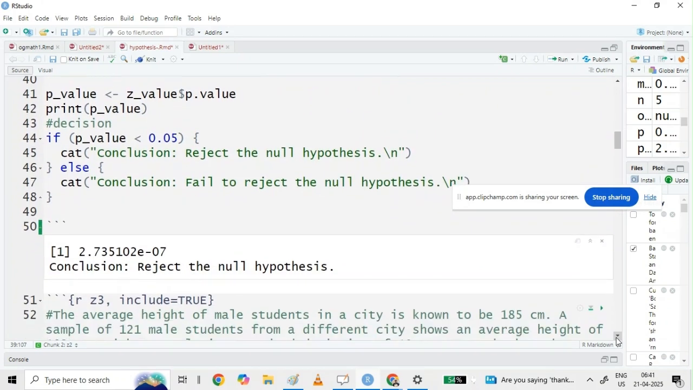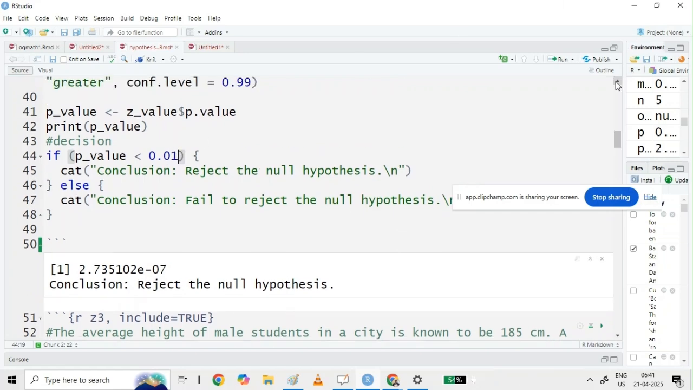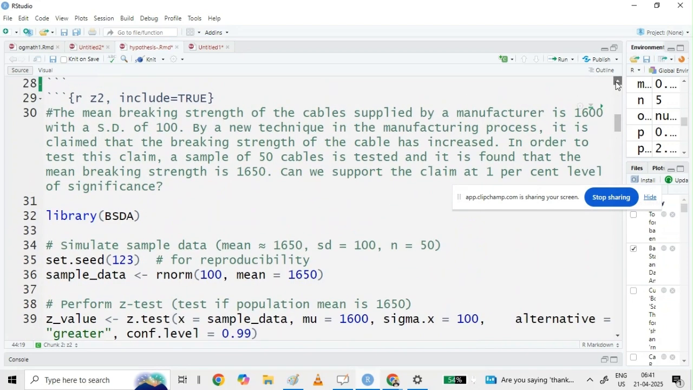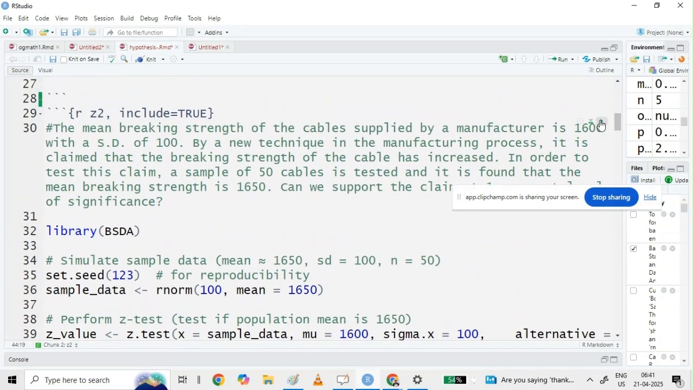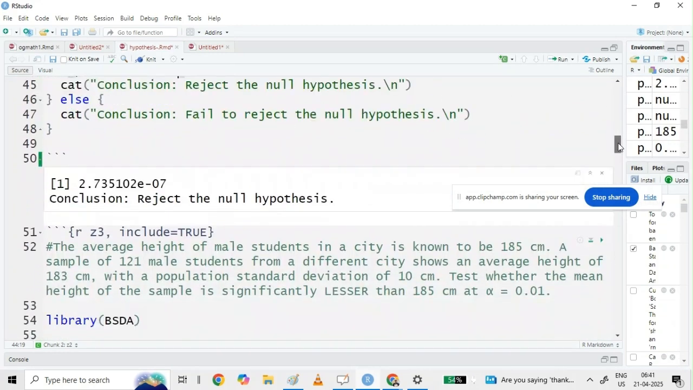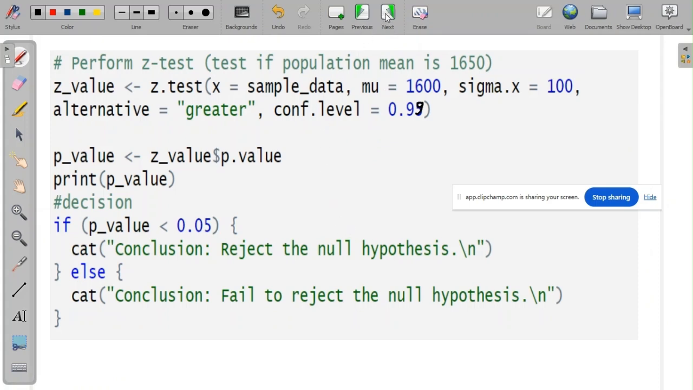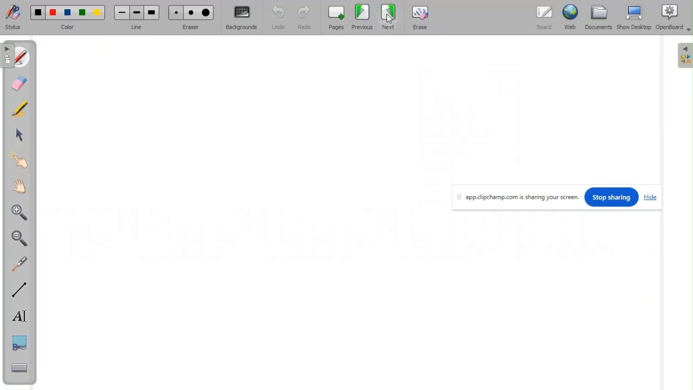Once again, we have 2.73 times 10 to the power of minus 7, which is again a very small value compared to the value of alpha. We have to change this part also. P-value is less than 0.01. We reject the null hypothesis. We run the program again. The result is for us to check. In both cases, we see that the null hypothesis must be rejected. So the conclusion that we arrive at is to reject the null hypothesis.